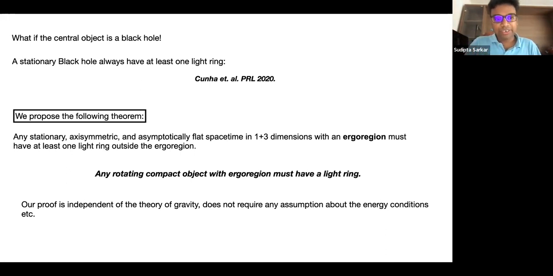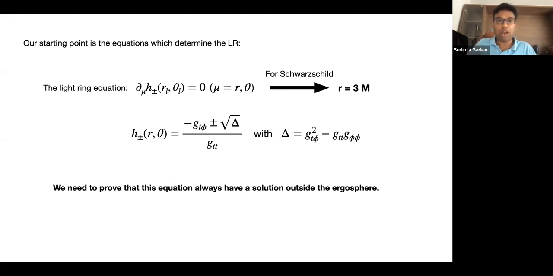Okay, so basically what we are saying is that if you have a rotating object, as long as it has an ergo region, it must have a light ring outside. Again, for the light ring, I am not talking about anything about shadow or spherical null geodesics. These are second order questions. So how do we prove it? Remember that we have a light ring equation, which is del mu h plus minus equal to 0, where mu is r and theta. I have to prove that there always exists a solution of this equation just from the boundary condition outside the ergo region. That's all I have to prove.